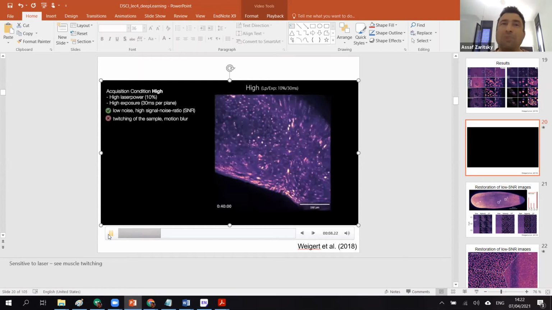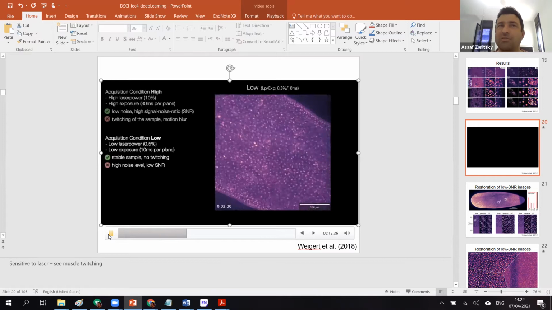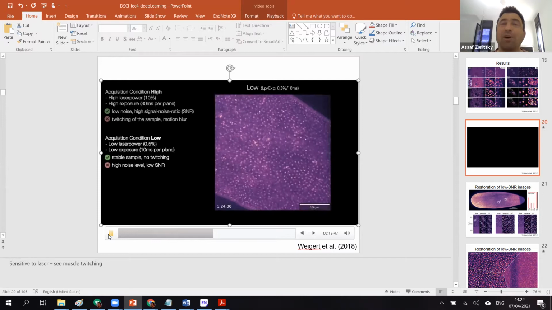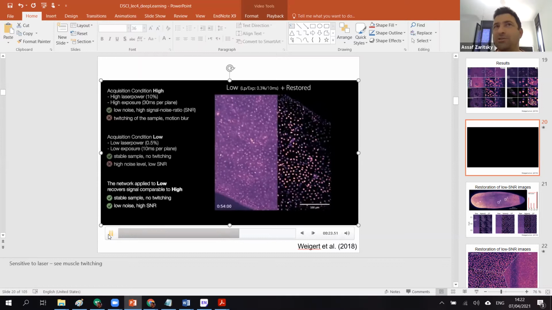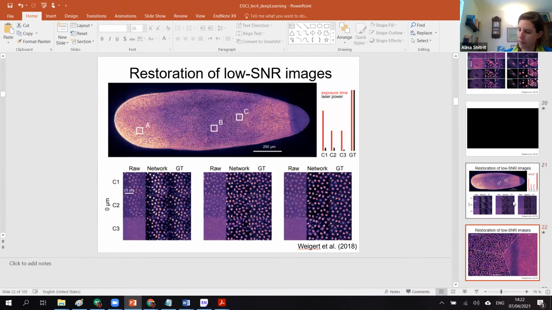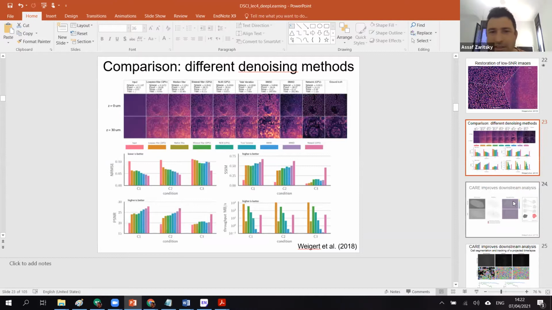So by mapping these low to high quality images, they can now post-process the images into high quality images, without causing damage to the cells. Okay? Thank you. Yofi. Thank you, Alina. I'm very happy that you're asking these questions because these are very important.